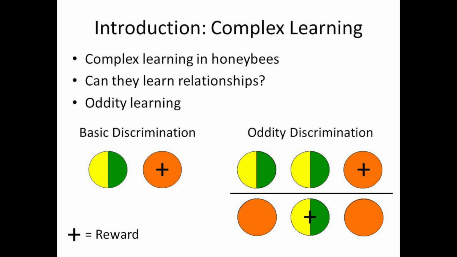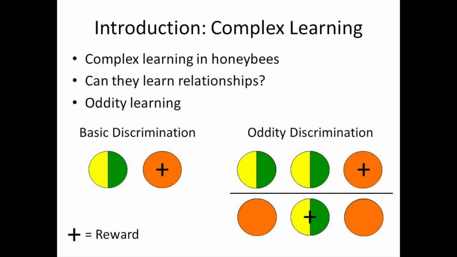We're interested in complex learning in honeybees, and the main question is, can you learn relationships? The left diagram is an example of basic discrimination. Let's say that the orange stimulus gets rewarded and the split stimulus gets punished. It counts as basic discrimination because no matter how I switch the positioning of the two, the orange stimulus will always get rewarded. It's easier to think, oh, orange equals reward than the oddity discrimination on the right.